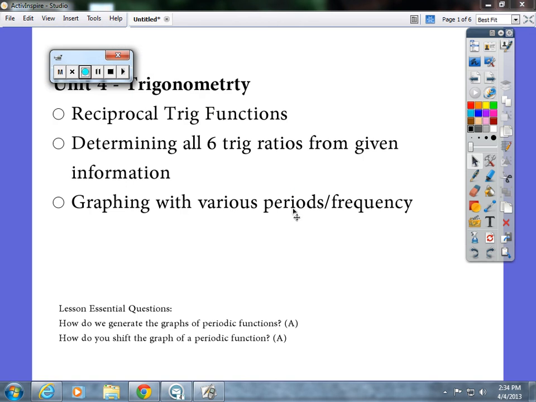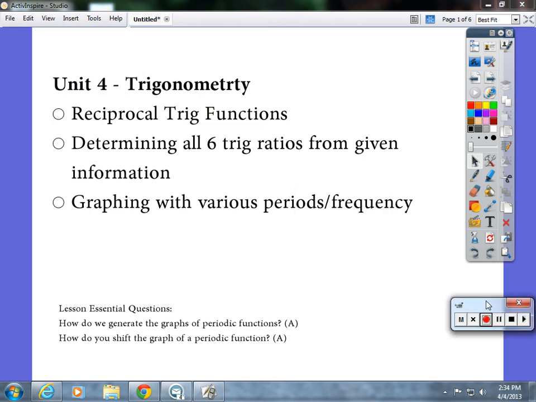Okay, so here we are with some more Unit 4 trigonometry. Hopefully this gets you ready for the quiz. Most of this deals with Section 2 and 3 of Unit 4. We're talking about reciprocal trig functions, secant, cosecant, cotangent.